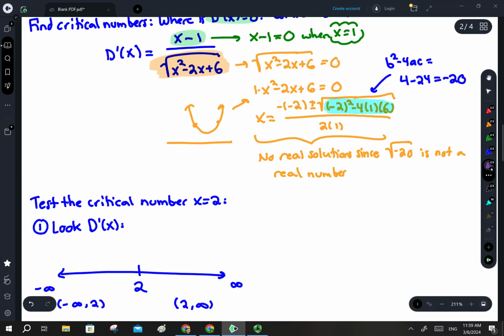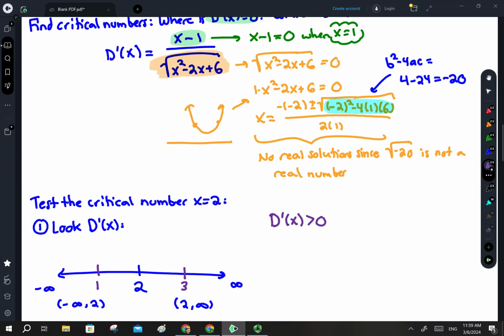So to test to see if 2 is really a location of a minimum, I just need to see what's happening on either side of 2. So I can test a value like x equals 1 and a value like x equals 3 and see if my first derivative is positive or negative on those intervals, because I know that if my first derivative is positive, that means my function is increasing, and that if my first derivative is negative, the function is decreasing.